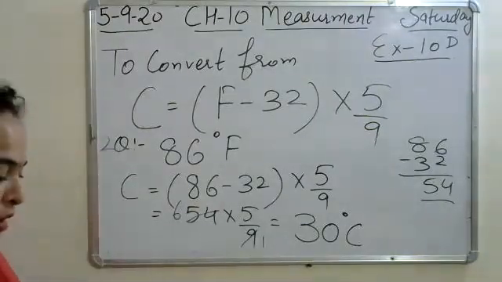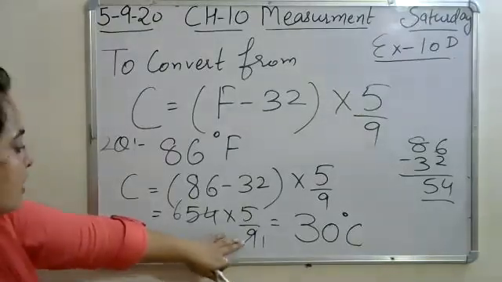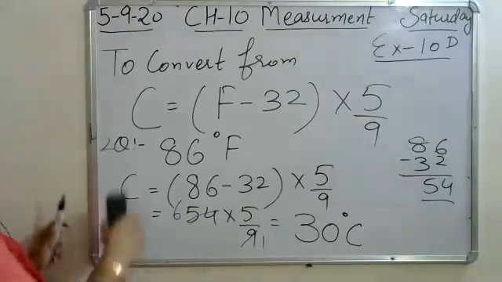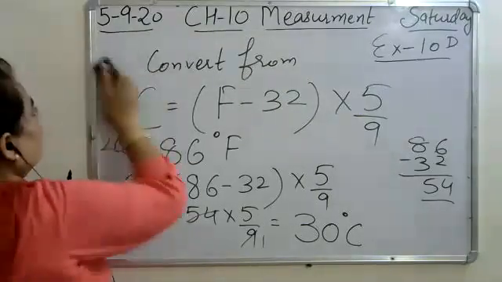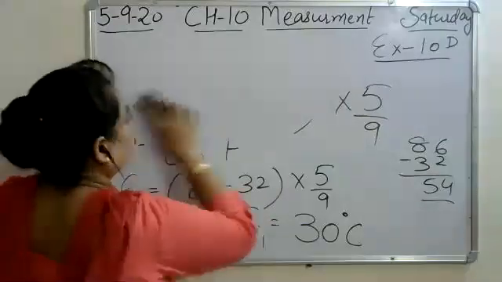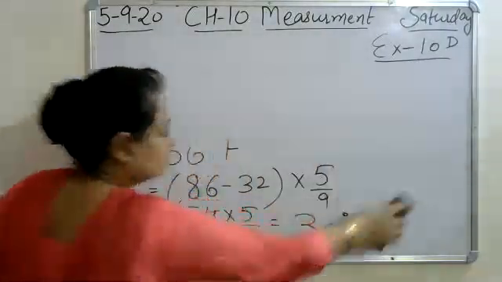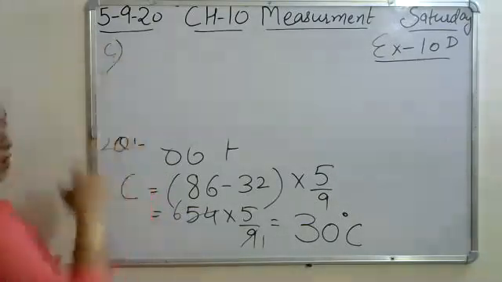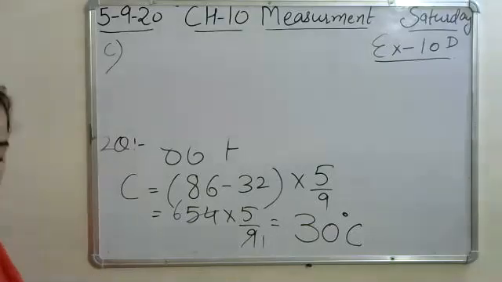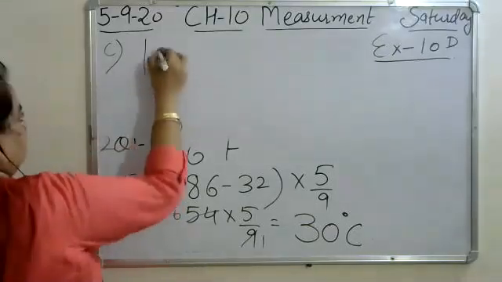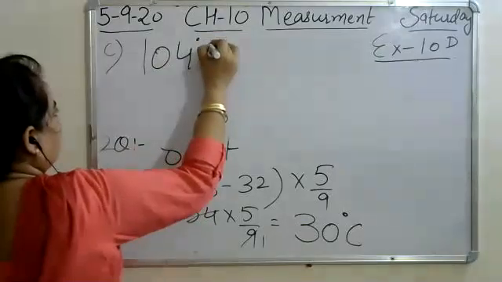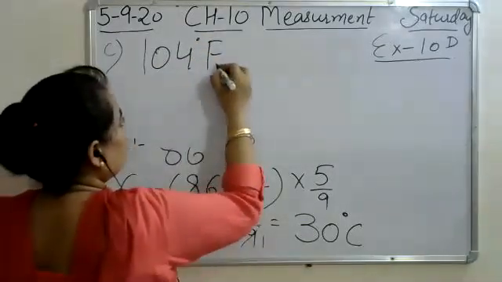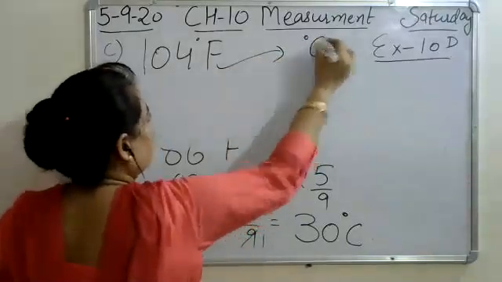Very good response from all of you. In the table of 9, 9 ones are 9, 9 6s are 54. Well done. Now come to the C part. In the C part, 104 degree Fahrenheit is given, and the question is to change this to degree Celsius.